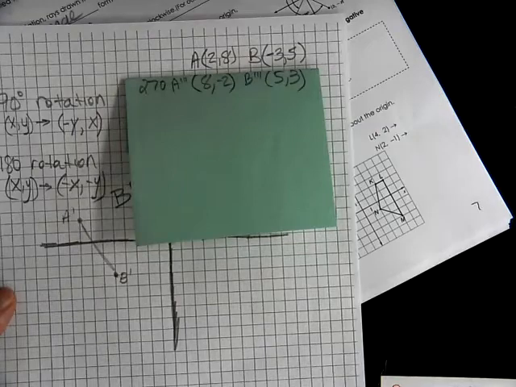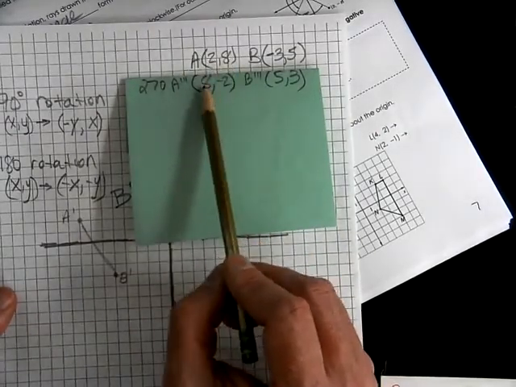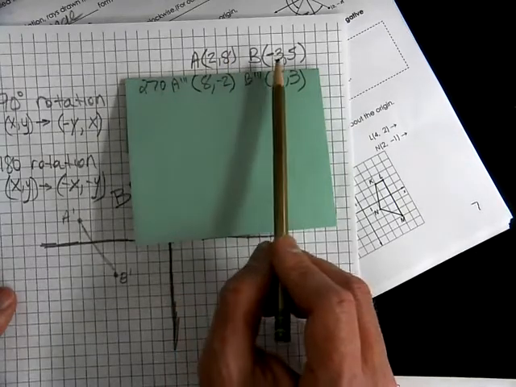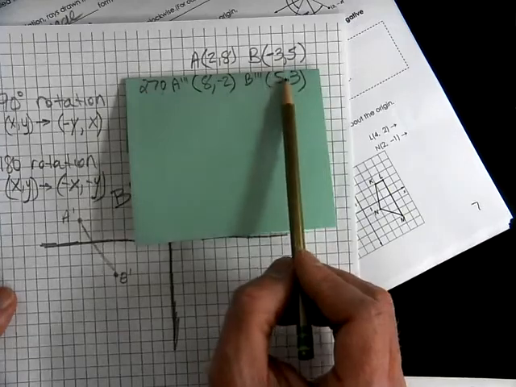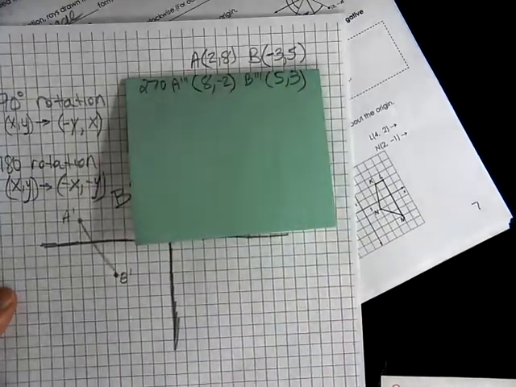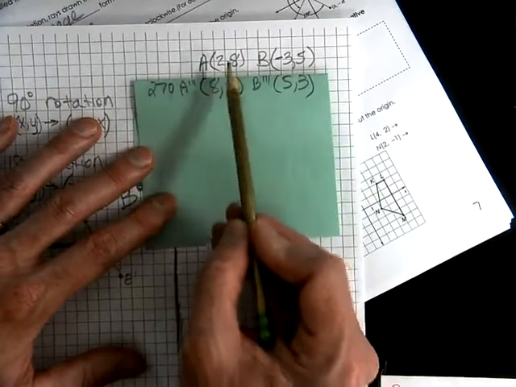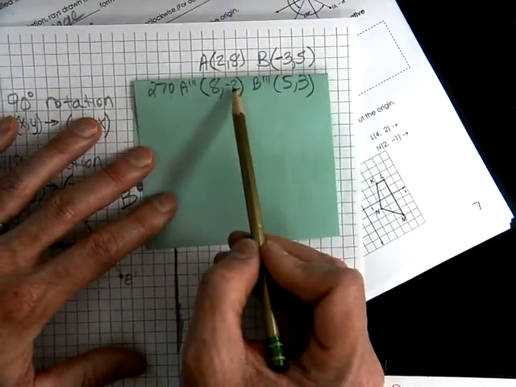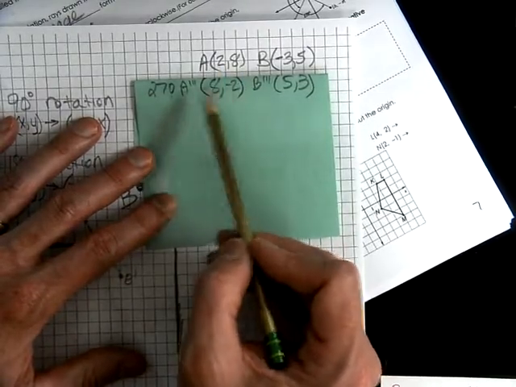Take a look at the pattern. This was 2, 8, and now we seem to be 8 with the 2. This was negative 3 and 5, so now we have this 5 and a 3. We switched the places where they're at and added the negative. Okay, so switch the letters and change the sign.